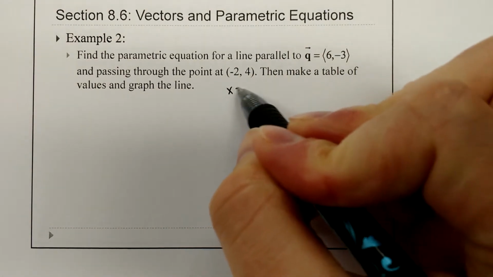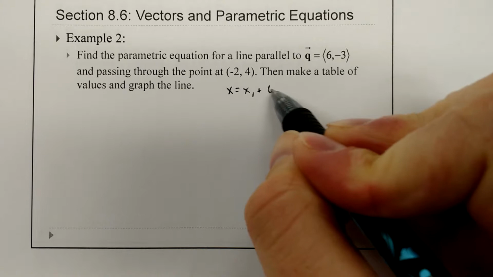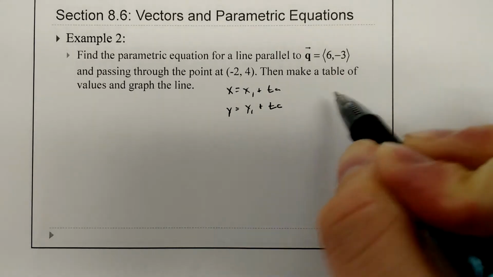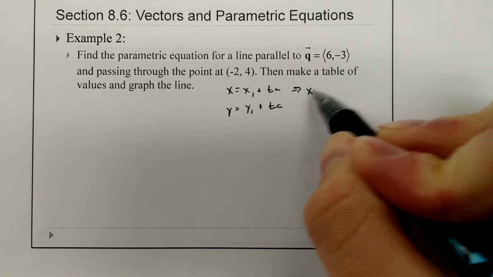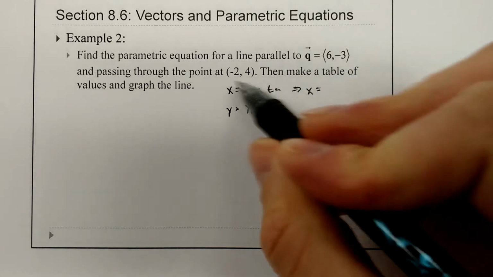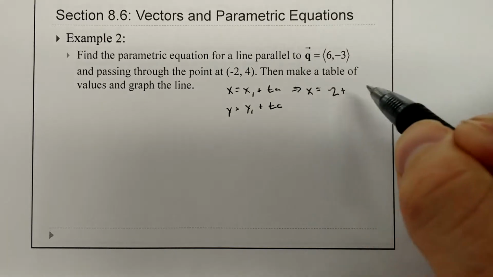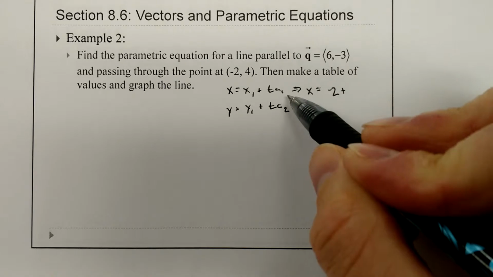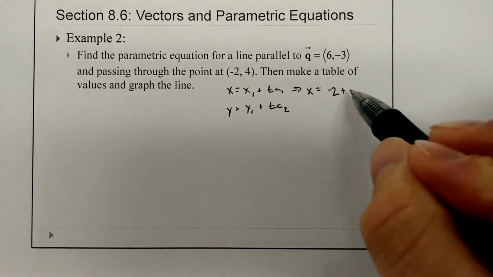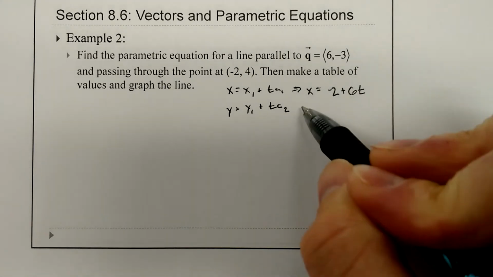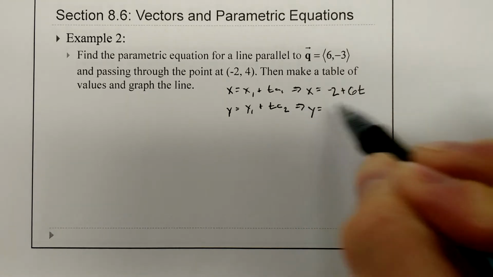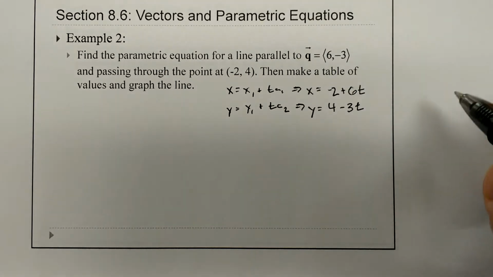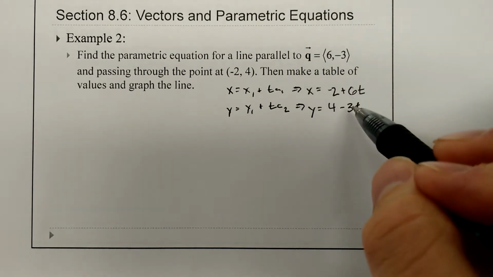So your generic ones are x equals x1 plus t a1 and y equals y1 plus t a2. So for x, x1 is -2 plus t times a1, well, a1 is 6, so this is going to be 6t. For the y's, y equals 4 minus 3t, because a2 is -3. So there's the parametric equation.